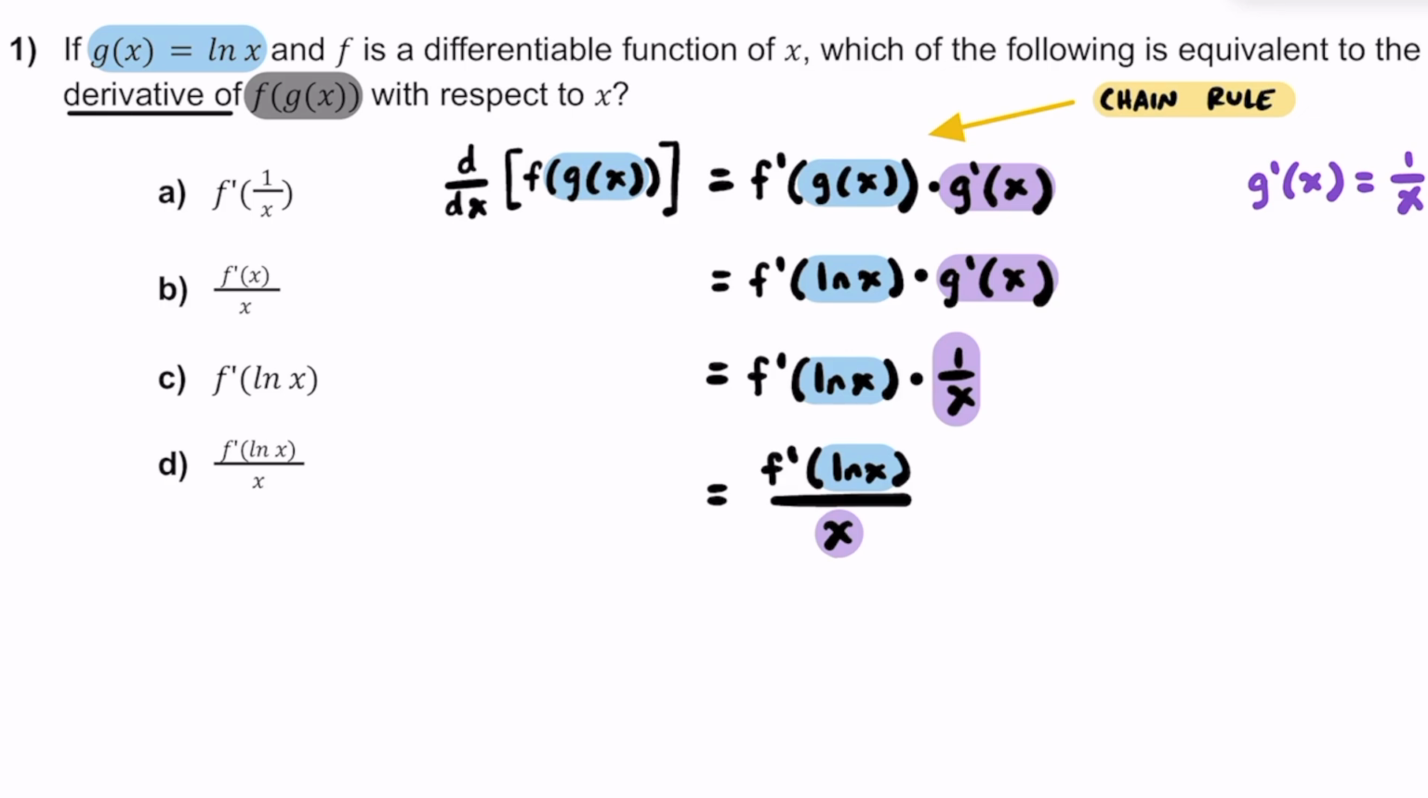And so if you look at our answer choices, I think we're going to have to go with D, this f prime of ln of x over x.